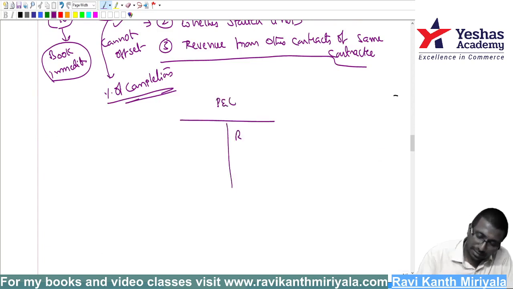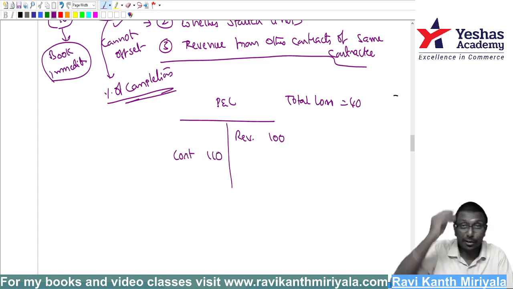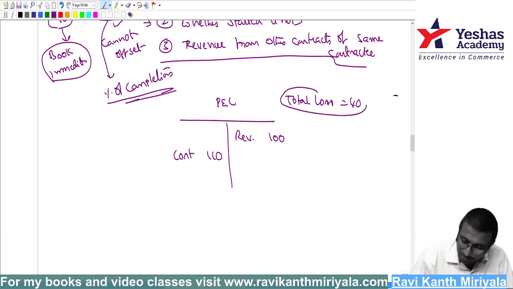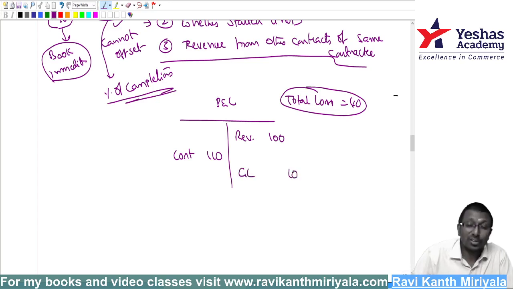Say my percentage of completion revenue is 100 rupees. But actually, the total loss I am expecting is 40 rupees. So far, the cost I have already incurred is 110 rupees. Just keep this aside for a minute and observe the situation. I already have a gross loss of 10 rupees. Do you agree or not?